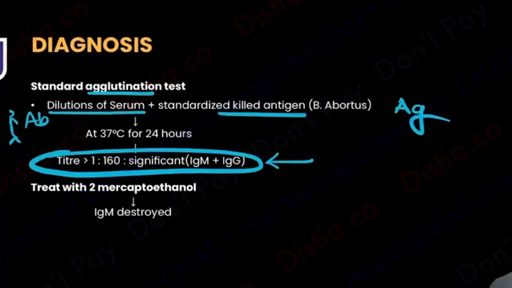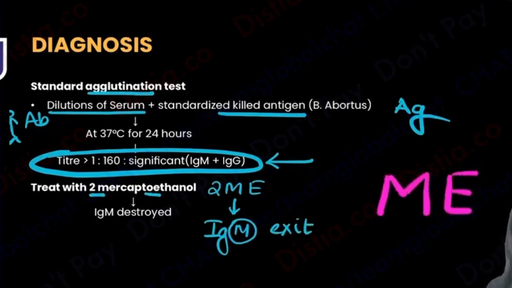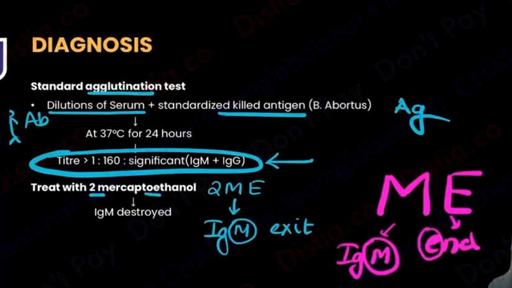If you don't want to measure IgM, you only want to measure IgG, what will you do? You will treat it with 2-ME, mercaptoethanol. And if you treat it with 2-ME, the IgM is going to be destroyed. The IgM will exit. So how I have learnt it is, when you treat it with 2-ME, that is mercaptoethanol, M for IgM, IgM ka story end ho jayega, IgM ka story exit ho jayega. So IgM will be destroyed. That is the standard agglutination test that you do in humans.